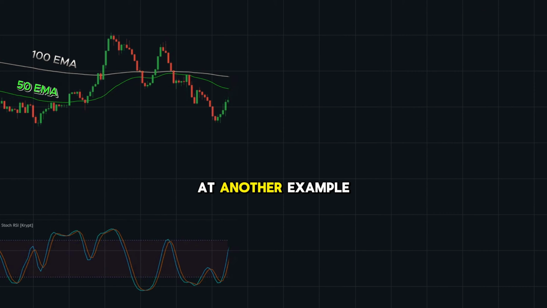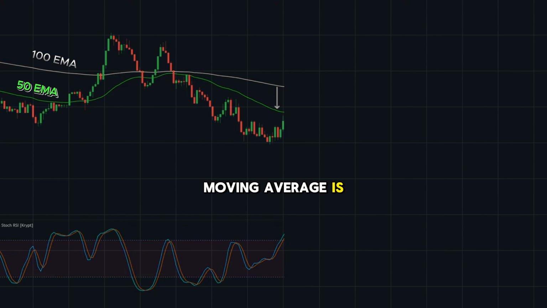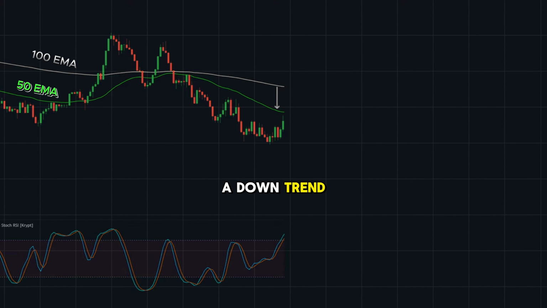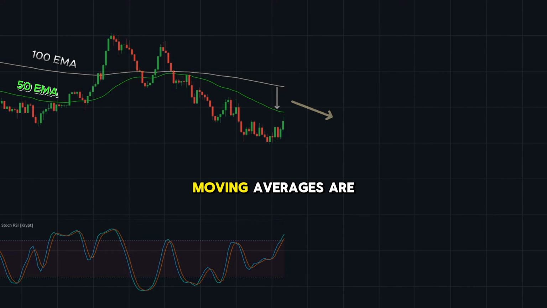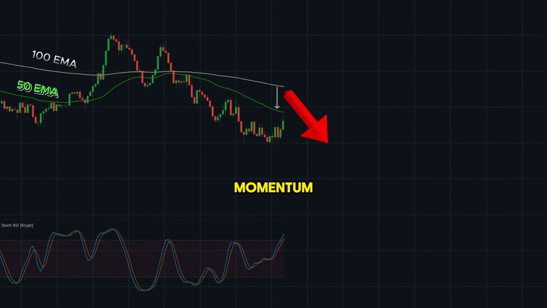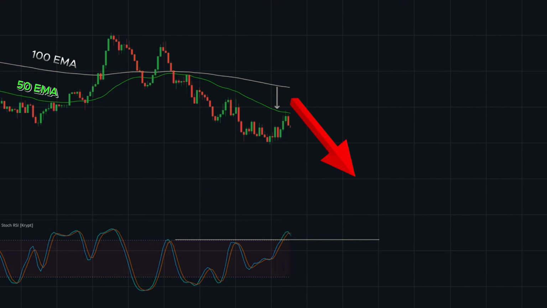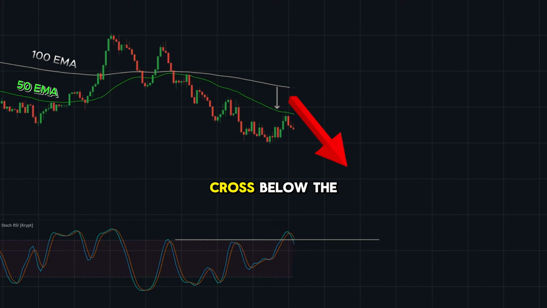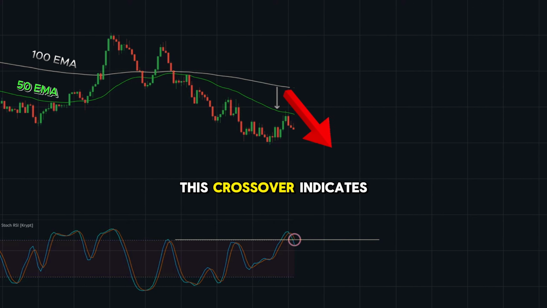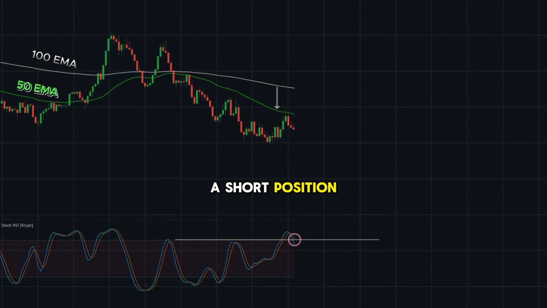Now let's look at another example. First, ensure that the 50-period moving average is positioned below the 100-period moving average, indicating a downtrend. It's crucial that both moving averages are also sloping downward, signaling continued bearish momentum. Second, monitor the stochastic RSI. Look for the stochastic RSI to cross below the 80 level, which serves as a sell signal. This crossover indicates increasing selling pressure and presents an opportunity to enter a short position.